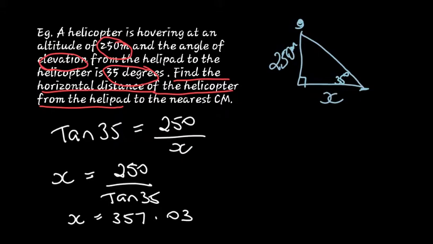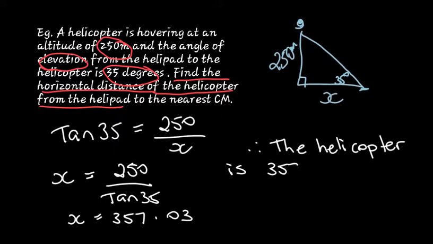So our statement would be, therefore, the helicopter is 357 centimetres. Oh, no, we're not talking about centimetres, we'll be talking about metres. So we need to multiply that by 100, because it did say to the nearest centimetre. So the helicopter is 35,700 centimetres from the helipad.